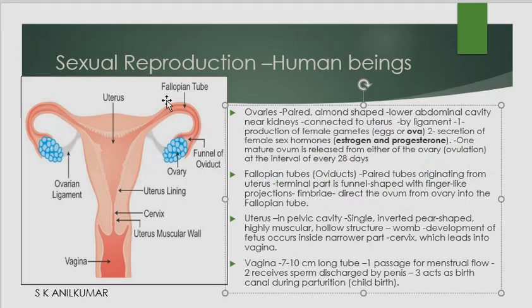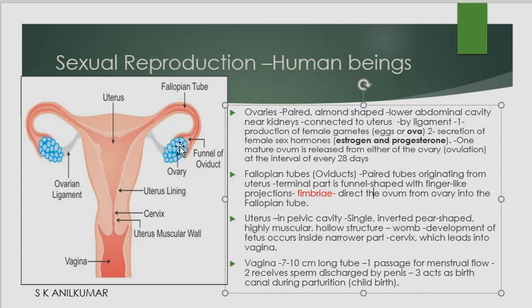What is the fallopian tube? These are the fallopian tubes, called the oviduct. Oviduct means the tube for the eggs. The eggs are carried in these ducts. It is a paired tube originating from the uterus, terminating in a funnel-shaped, finger-like projection called fimbriae. This directs the ovum from the ovary into the fallopian tube.